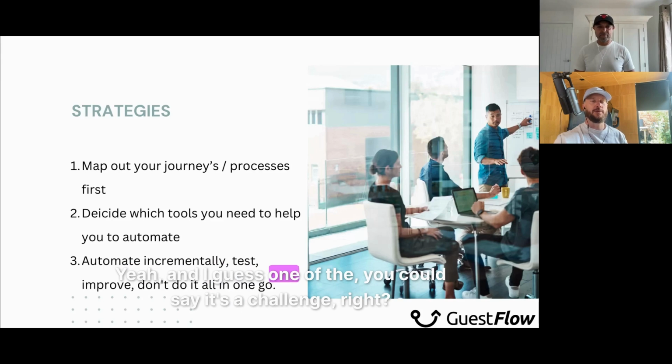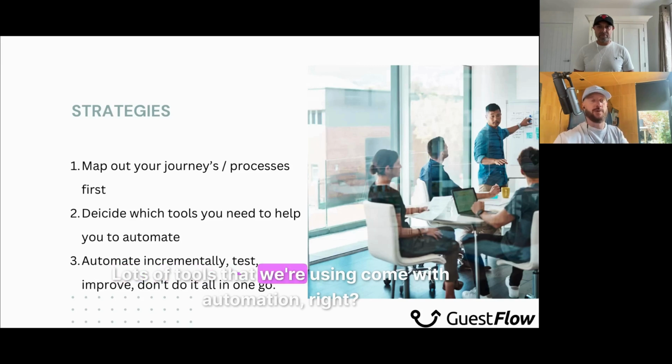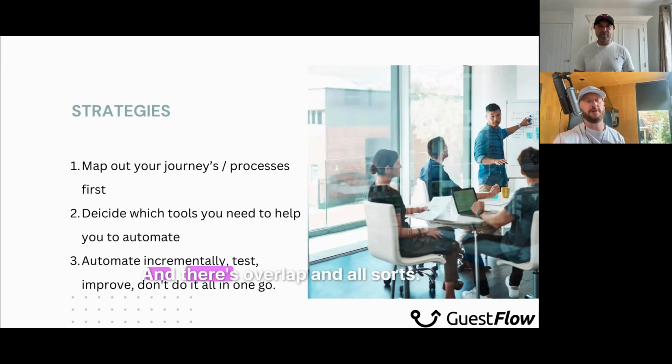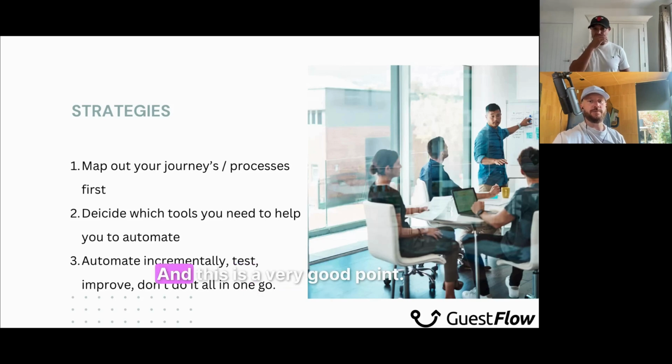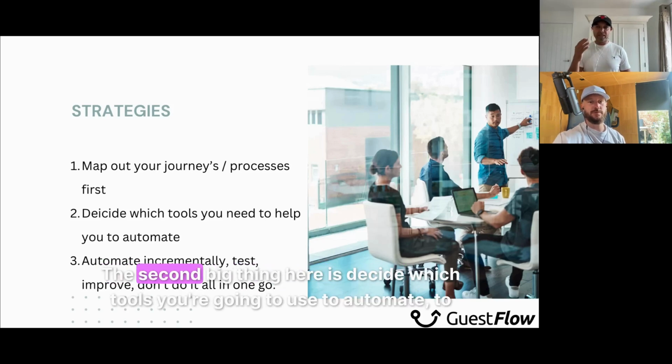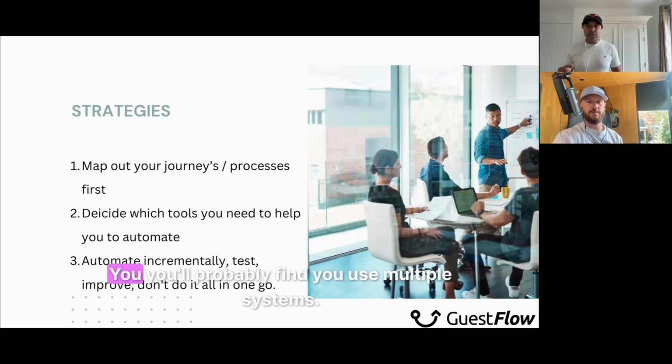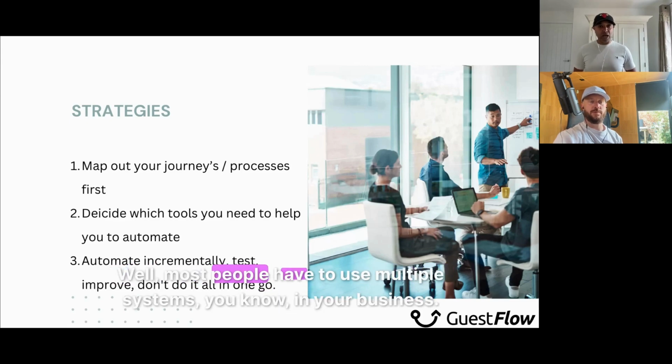And I guess one challenge, right, is that lots of tools that we're using come with automation, and there's an overlap and all sorts. So you need to decide which ones are doing what, right? Absolutely, and this is a very good point. The second big thing here is decide which tools you're going to use to help you automate. You'll probably find you use multiple systems. Well, most people have to use multiple systems in your business.